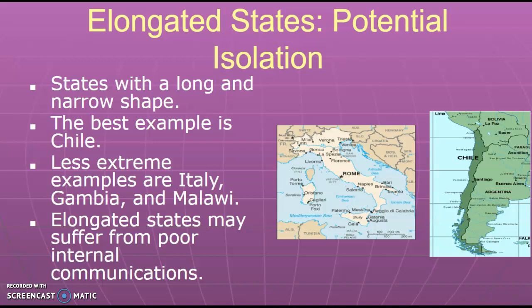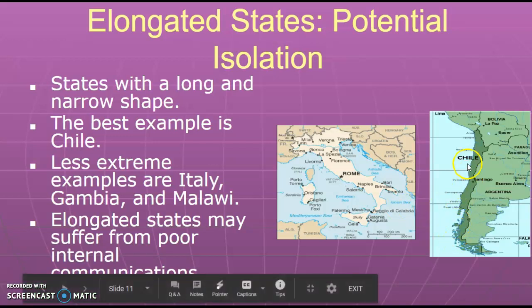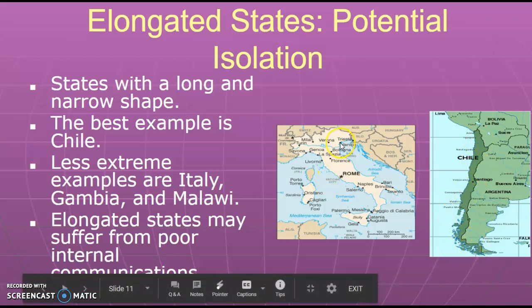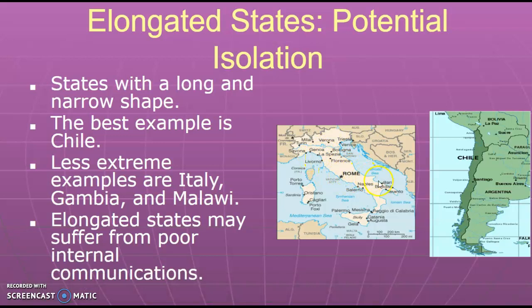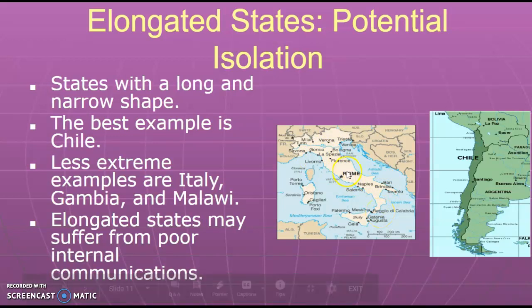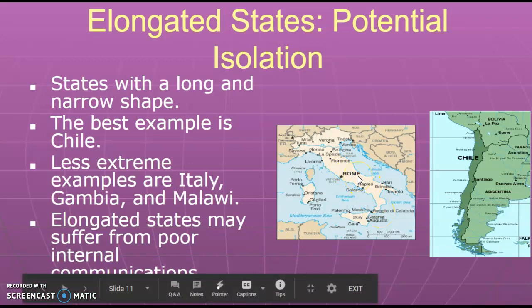Elongated states may suffer from poor internal communication because there's so much extremeness in where they are from north to south. You can see that, especially in Italy. Northern Italy is very different from central Italy and extremely different from southern Italy. So this can lead to isolation and poor communication.